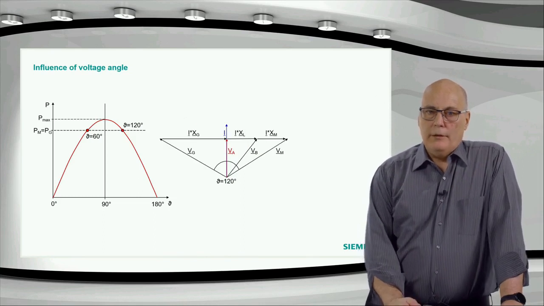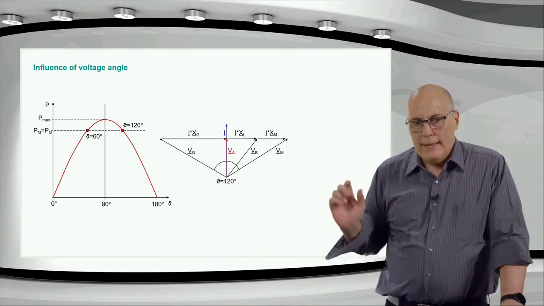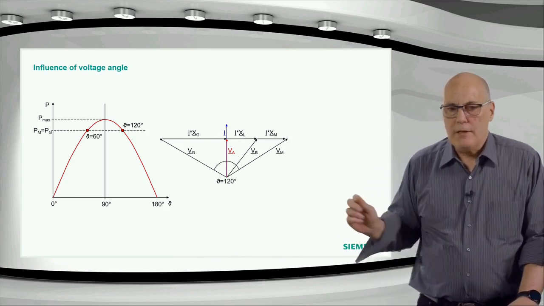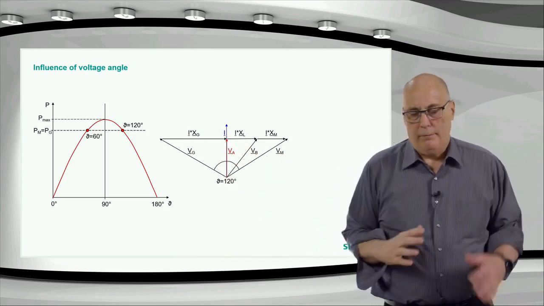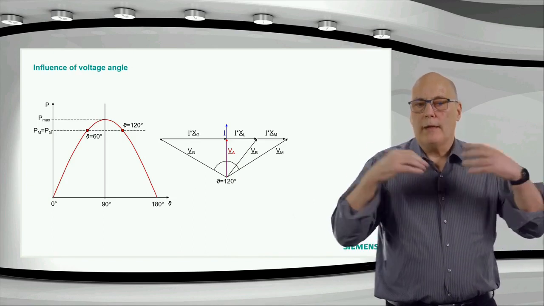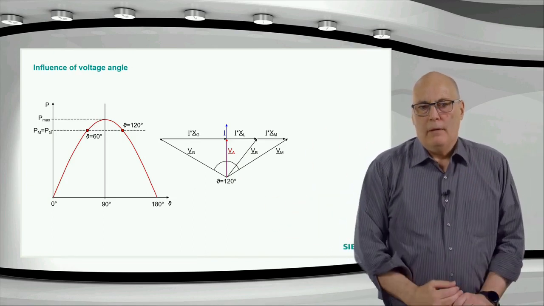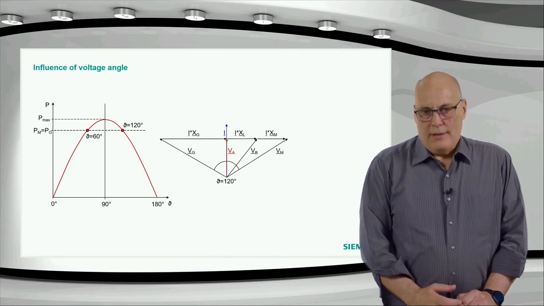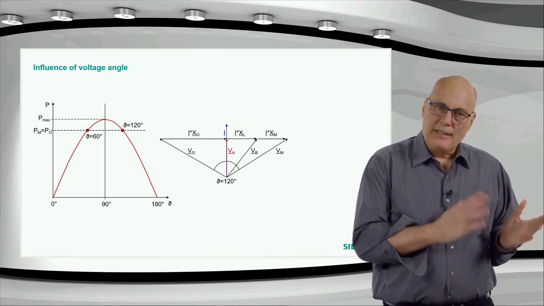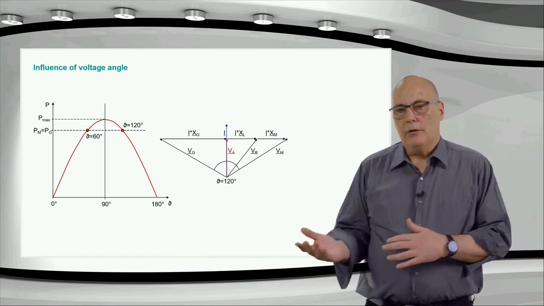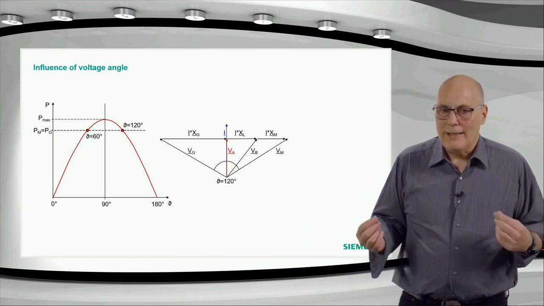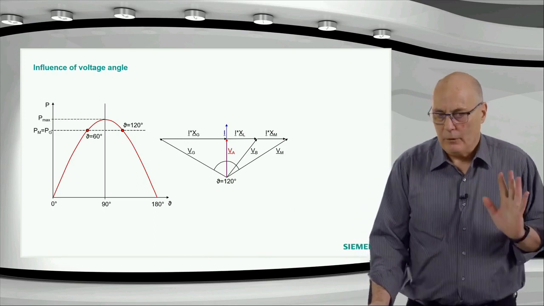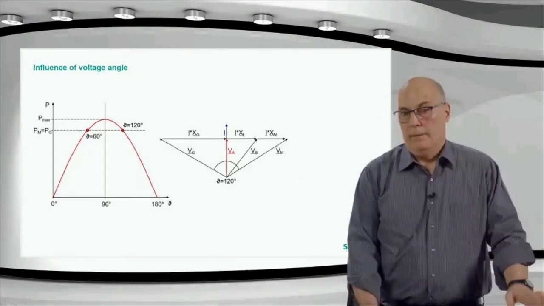What is 120 degrees? If 60 degrees was our operating point prior to a system disturbance, then 120 degrees corresponds to the transient stability limit. Remember, the 90 degrees was a steady state stability limit. 120 degrees would now be referred to as a transient stability limit. Why?